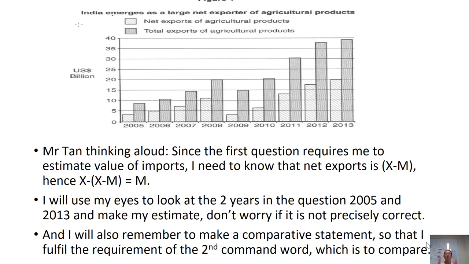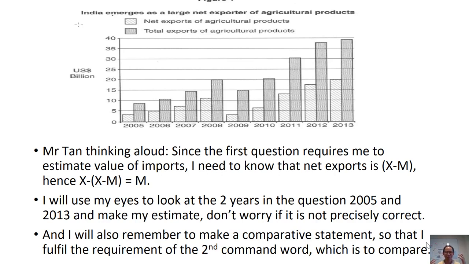Now, if you recall the questions that you have read in the past, right? The very first question of this case study requires me to estimate the value of imports. They make it a bit more difficult here because if you look at the legend of the two bars, none of them specifically tell you about imports, right? You get net exports and you get total exports, but no imports. Don't worry, okay? The economic concept you have to recall in your brain is that net exports, the one with the diagonal lines, is basically X minus M.